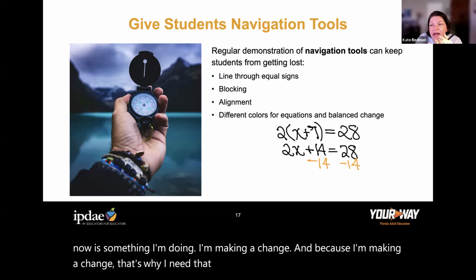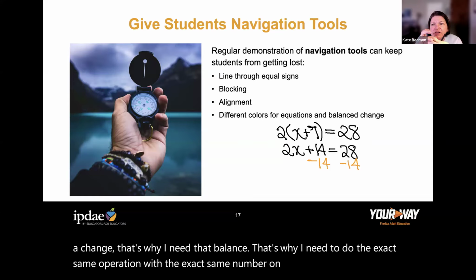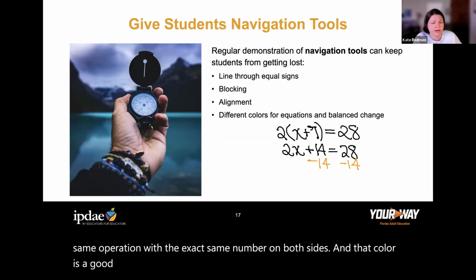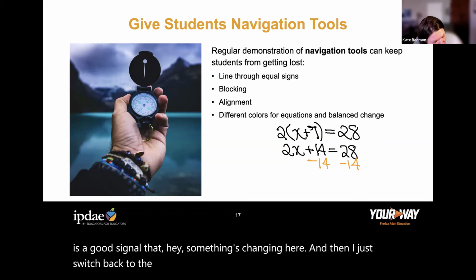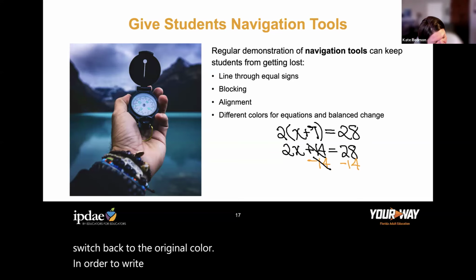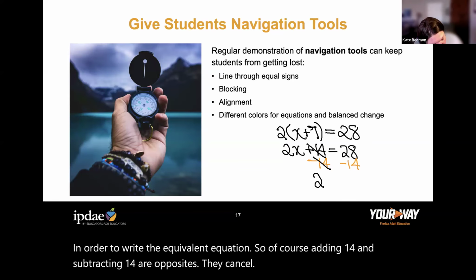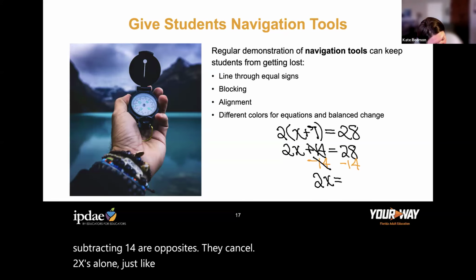And because I'm making a change, that's why I need that balance. That's why I need to do the exact same operation with the exact same number on both sides. And that color is a good signal that, hey, something's changing here. And then I just switch back to the original color in order to write the equivalent equation. So of course, adding 14 and subtracting 14 are opposites. They cancel. 2x is alone, just like I wanted. And 28 minus 14 is 14.